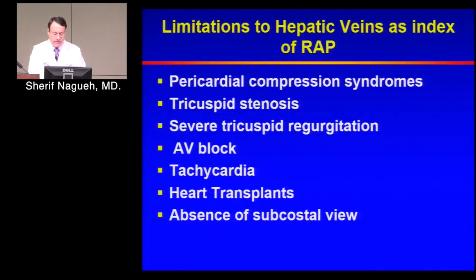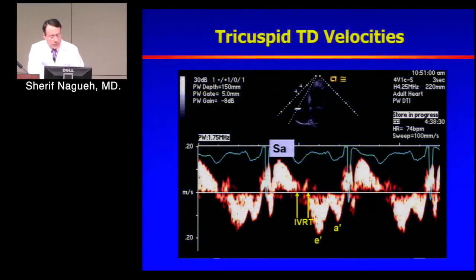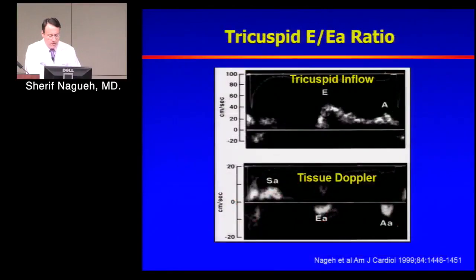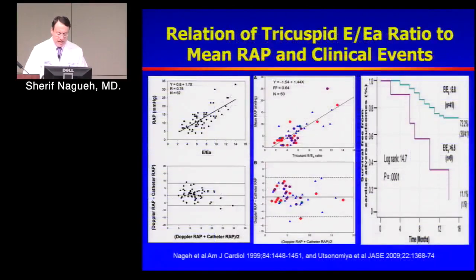And of course, if we don't have subcostal views, you can look at the E prime and you can look at the time interval between systolic ejection velocity and E prime velocity, the so-called isovolumic relaxation time. This time interval gets shorter as RAP gets higher. And you can do an E to E prime ratio, and this is a study from a group in Japan that looked at the relation of the E to E prime ratio to outcome in patients with pulmonary hypertension.